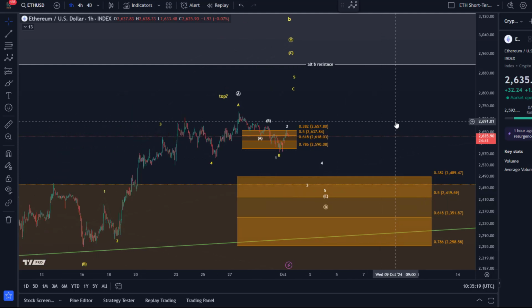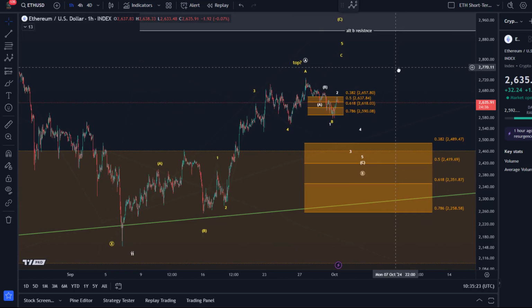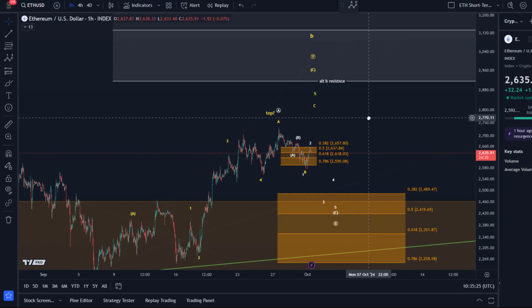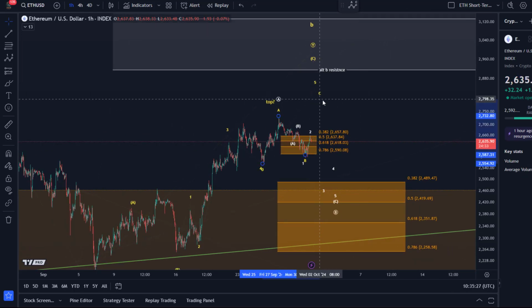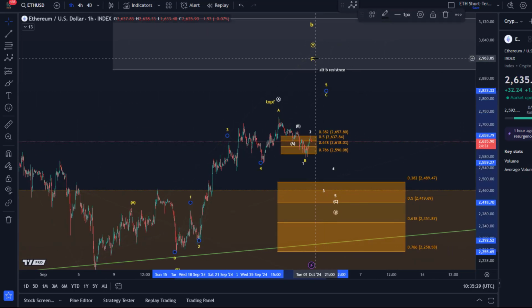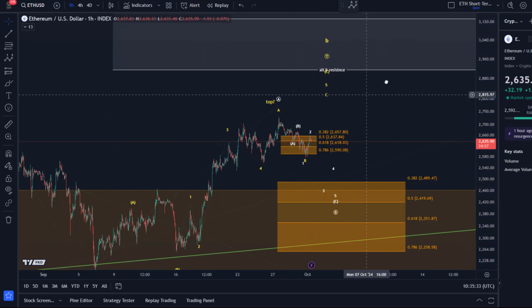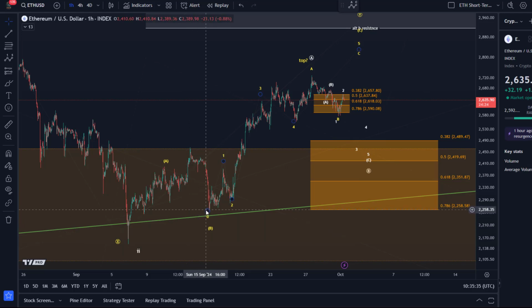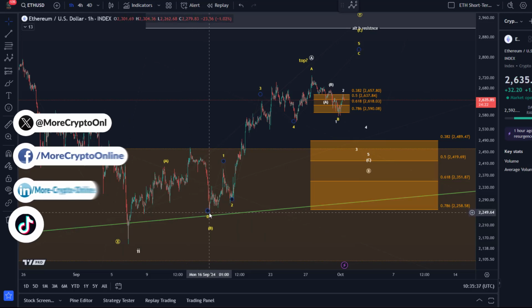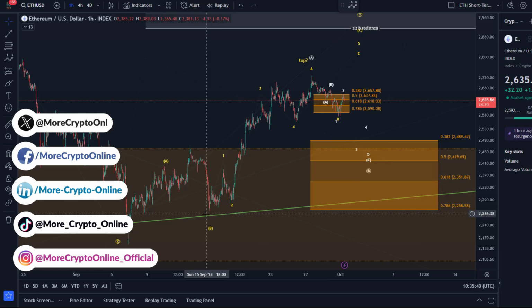Let's talk about the short-term bullish and short-term bearish scenarios for Ethereum. Let's start with the short-term bullish scenario, which is a little bit speculative because the minimum requirements for this move to the upside have already been fulfilled. I'm talking about the minimum requirements of this move that started on the 16th of September.